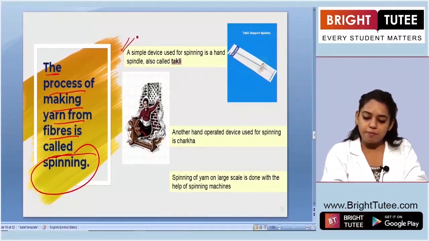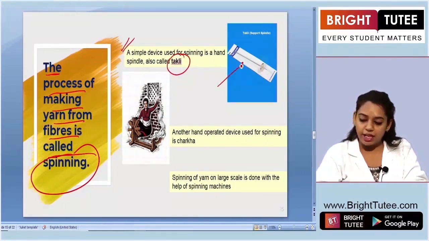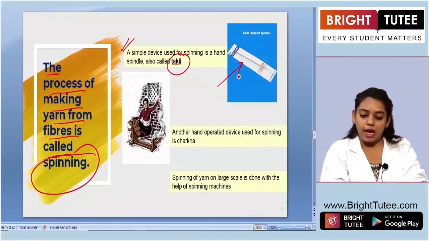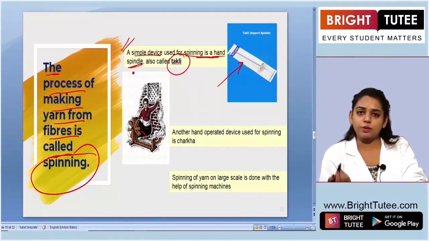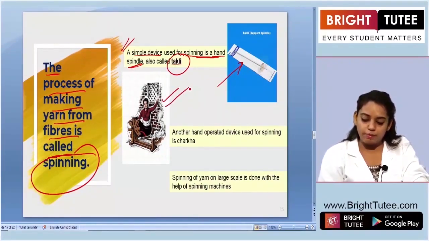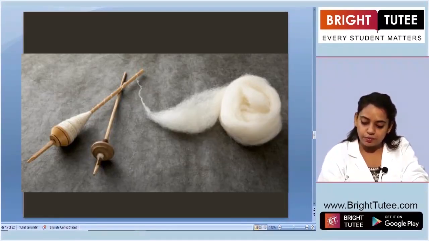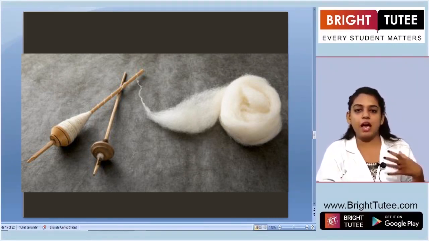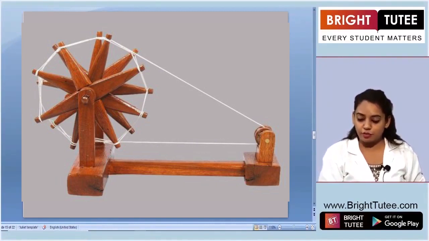Earlier, the first simple tool was the Takli, and it looks something like this. You can observe it from the picture, and it is a simple device used for spinning by hand. It is also known as a hand spindle. And later, spinning was done using a charkha, a hand operated device for spinning. But nowadays, since we have to do spinning on a large scale, we use powerful machines for spinning.